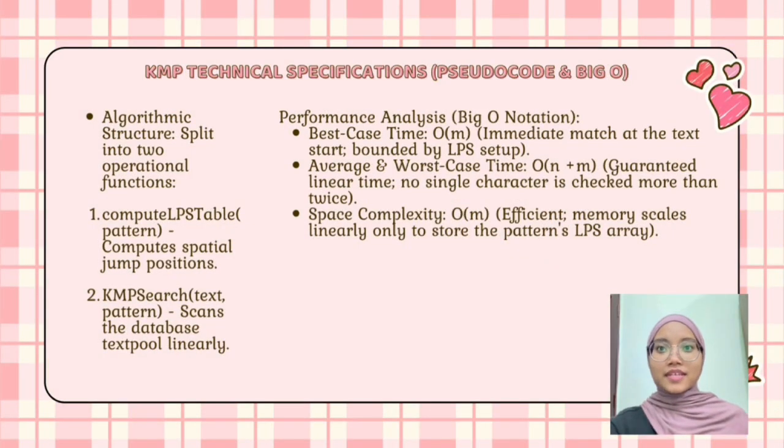For the technical specifications, our KMP model is structured into two main functions: compute LPS table to calculate jump boundaries, and KMP search to execute the database scanning loop. Looking at the performance analysis, KMP guarantees excellent efficiency. Its best case time is big O of m, while both average and worst case times are tightly bounded at linear big O of n plus m. This linear time is guaranteed because the text pointer never backtracks. Furthermore, its space complexity is highly efficient at big O of m, requiring minimal memory to store the LPS array.